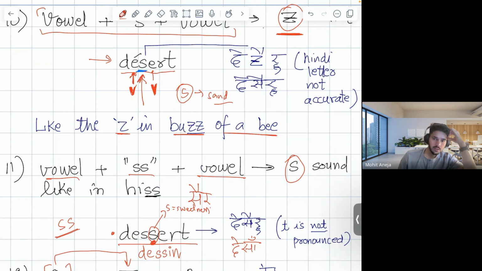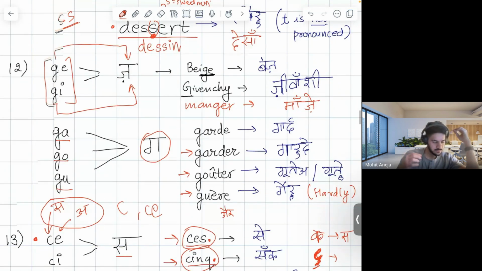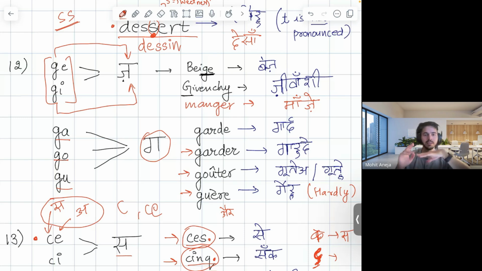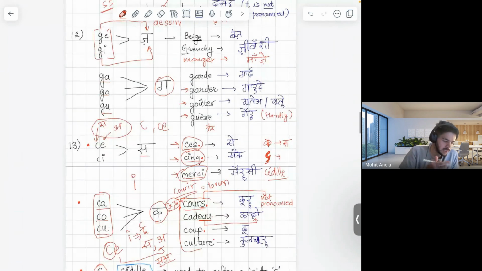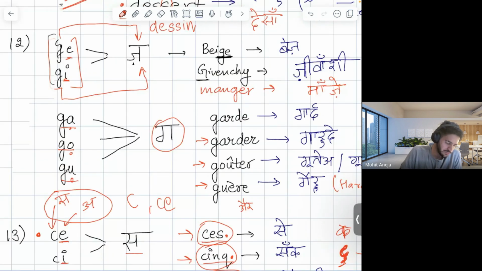I'm going to start with the next rule with you. We have two similar rules coming up, 12th and 13th. This is for the letters G and C. Usually these are followed by vowels in French. As you know, there are five vowels. Depending on which vowel comes after these letters, the sound is a little different. As a general rule, whenever there is E and I after C and G, the softer sound is produced. But whenever there is A, O, and U after these, the harsher sound is produced. I'm going to go into detail on what I mean by softer and harsher.